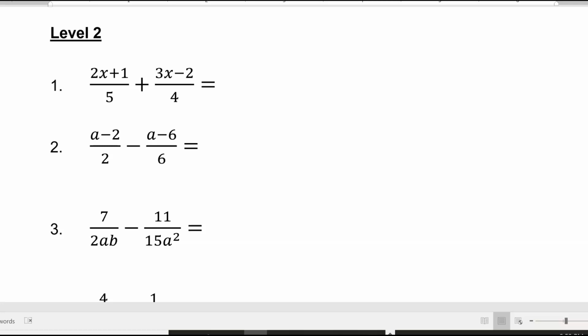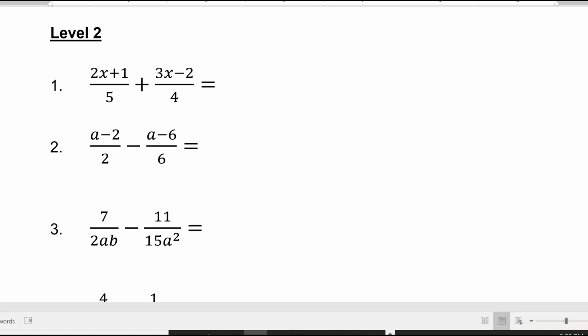This is part 2 of the lecture, adding and subtracting rational expressions. So notice for this level, our denominators are not the same. So we need to find the LCD of 5 and 4. So what number can both 5 and 4 divide into?